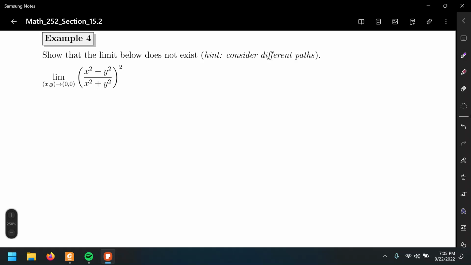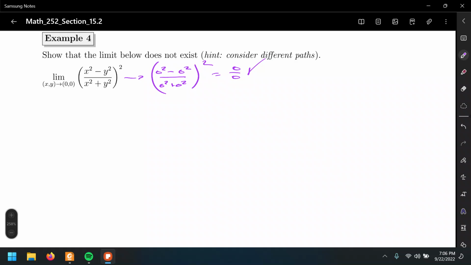So number one, let's try direct substitution. That's 0 squared minus 0 squared over 0 squared plus 0 squared, quantity squared. Well, this is essentially 0 over 0.